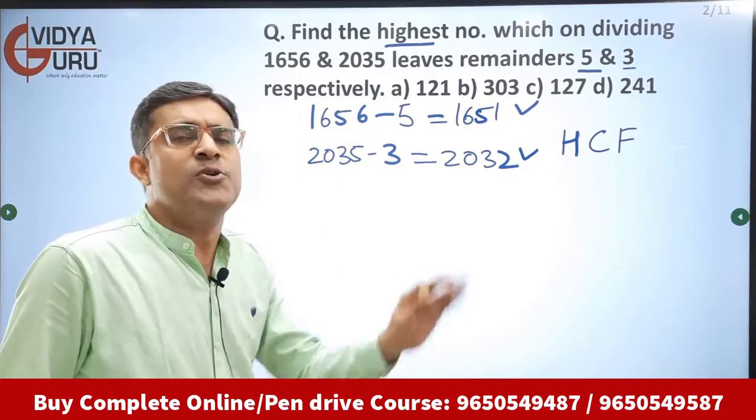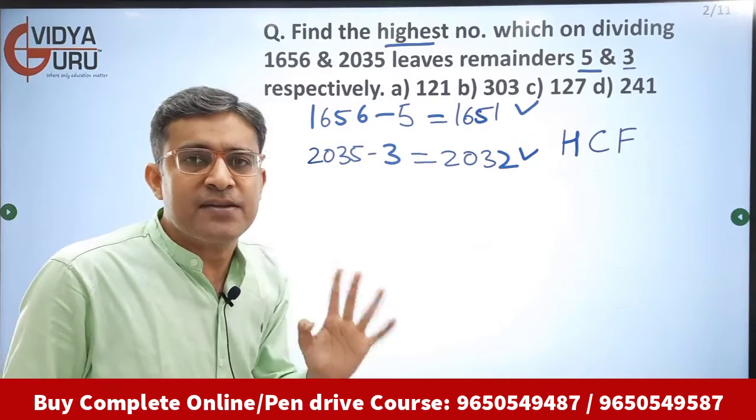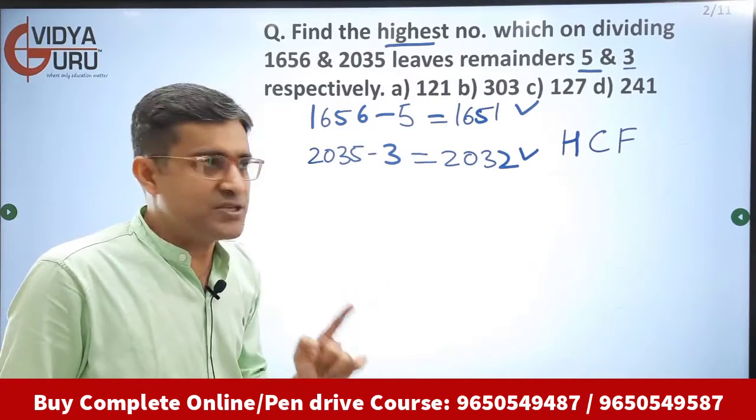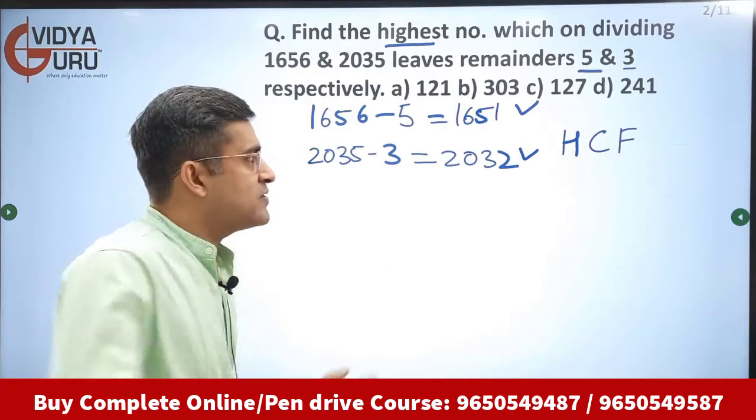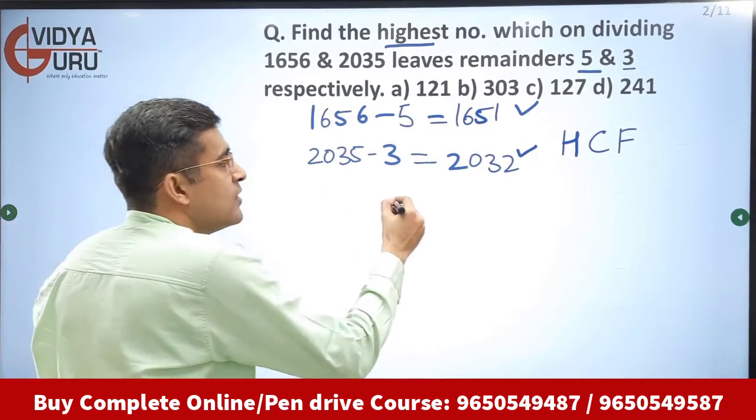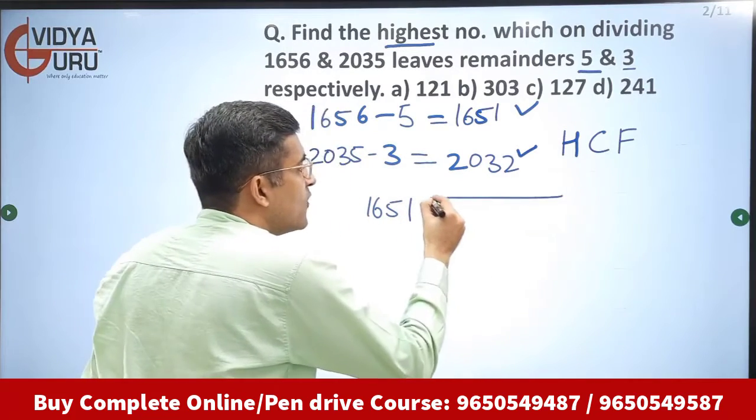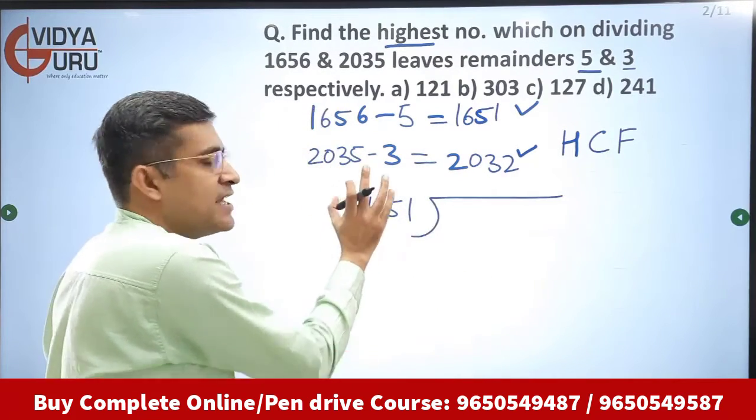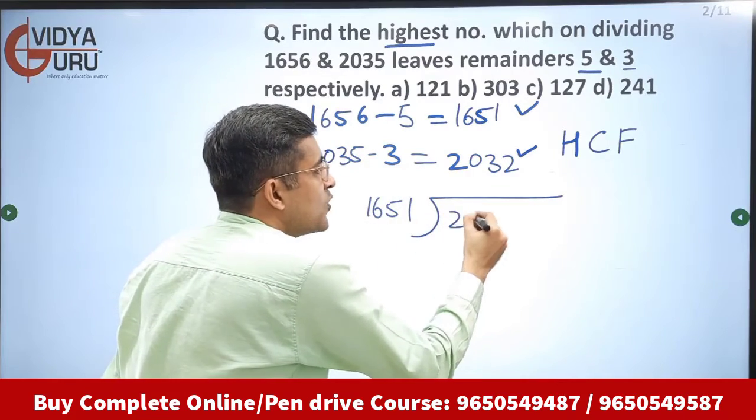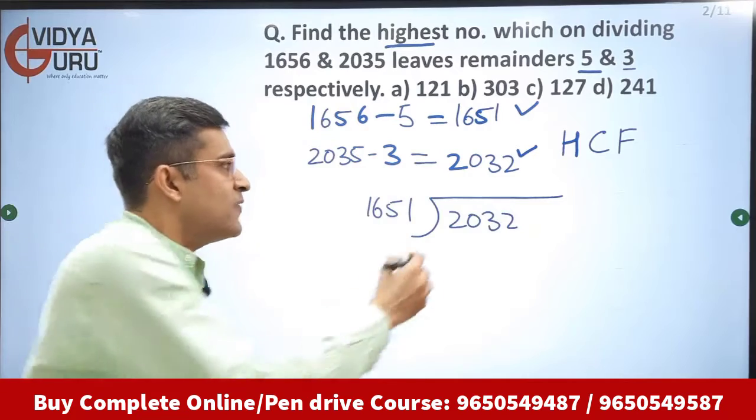First up, I'm going to teach you the long division method. After that, I will teach you the factorization method from the next question. So now let's look at the long division method. Now let's find out the HCF. I've told you the long division method has to be understood. So now 1651 is the divisor and 2032 is the dividend. So let's follow it.